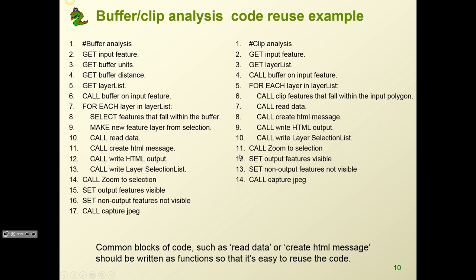So it could be that you write a capture screenshot function that would take care of the zoom, you pass in the layer name or number that you want to turn on or off, and then you would capture. And that would be a way to make your code nice and tidy and efficient.